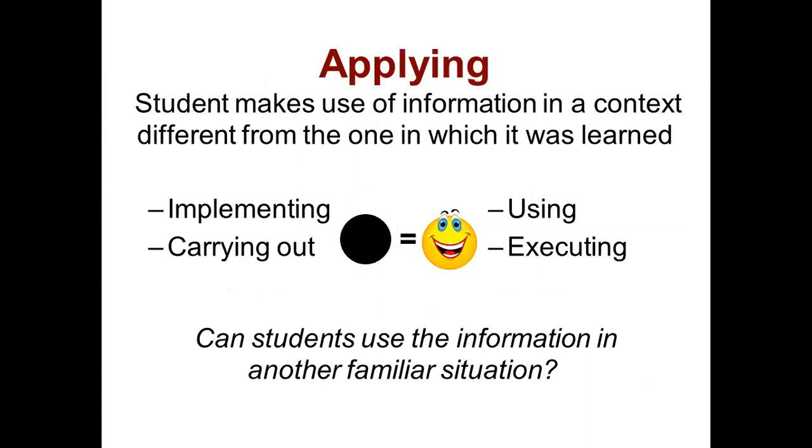Right? Applying: the student makes use of information in a context different from the one in which it was learned. So you teach it in the classroom and the student uses that knowledge outside. So things like implementing, carrying out, using, executing, etc. They show that the application ability is there. Can students use the information in another familiar situation?